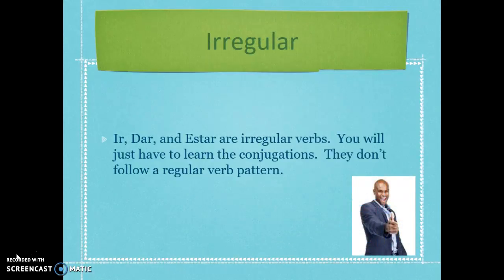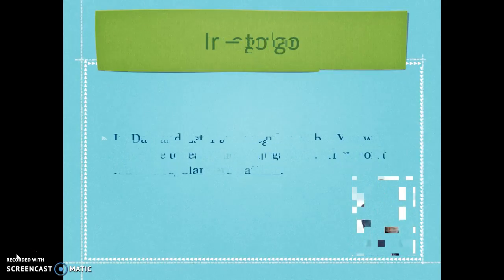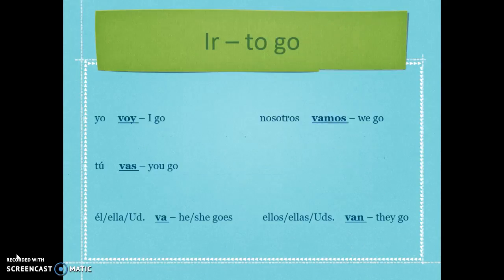Alrighty, so like I mentioned earlier, ir, dar, and estar are irregular verbs, meaning you just have to learn their conjugations. They don't follow the regular verb pattern, which we have been learning. Okay, so let's look at the conjugations of the verb ir. To say I go, you would have to say yo voy. You go, tú vas. He or she goes, él, ella, usted va. We go, nosotros vamos. Or they go, ellos, ellas, ustedes van.